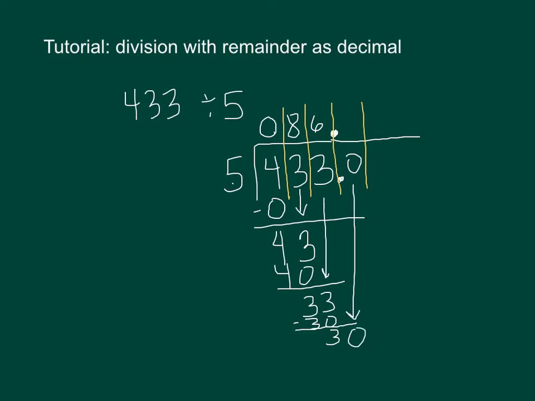Does 5 fit into 30? Yep, it does. 5 times 6 is 30. 0 remainder means I get to stop. I'm all done. The answer is 86.6, which was the same as 86 and 3/5. Those are exactly the same amount.